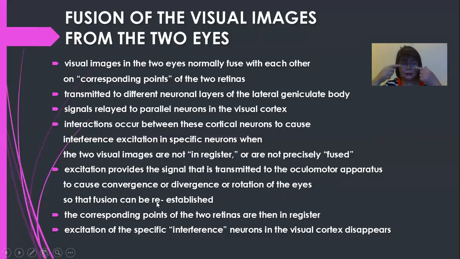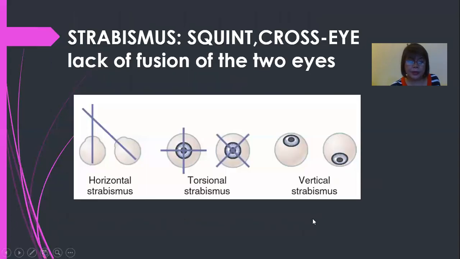So there is movement of the eye. So there is fusion of the object in the visual cortex. The corresponding points of the two retinas are then in register. Excitation of the specific interference neurons in the visual cortex disappears thereafter once you have the objects in register in the visual cortex. Okay.